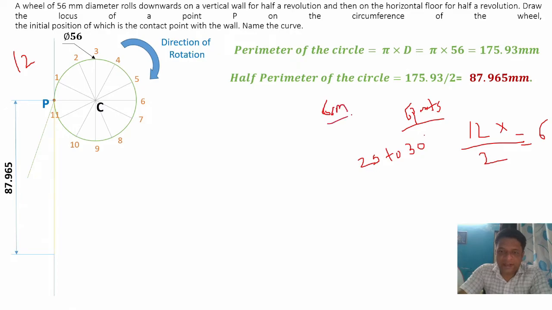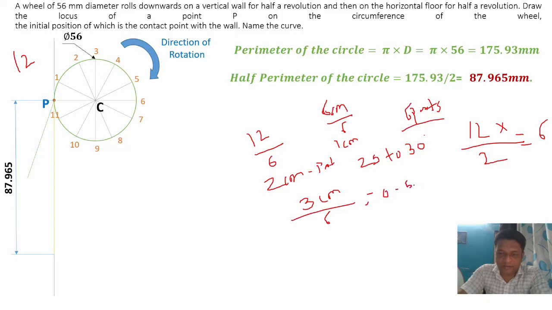So we can divide it into 6 parts, 1 centimeter each. Or you can take 12 centimeter divided by 6, so it is 2 centimeter per part. Or even if the space is not available, you can take 3 centimeter divided by 6, so it is around 0.5 centimeter each part. So it is your choice. As per my preference, you can draw a line of 6 centimeter and divide it into 1 centimeter each.